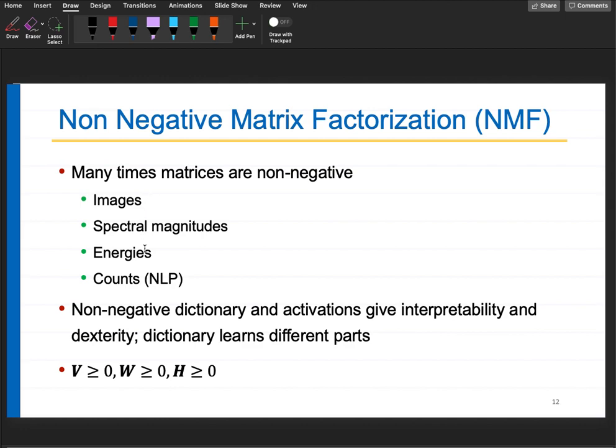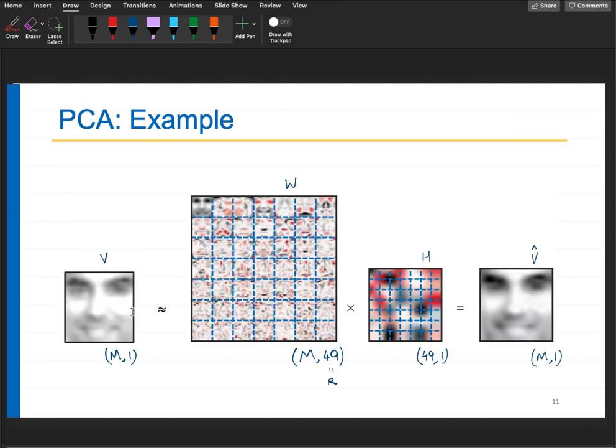So it is very useful to have non-negative dictionary and activations. Why? Because it gives interpretability as well as dexterity. What is interpretability? I will show you this example in PCA. Can you interpret what it represents? What do these eigenvectors, or eigenimages, represent?